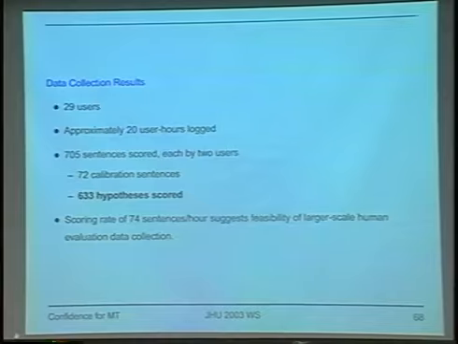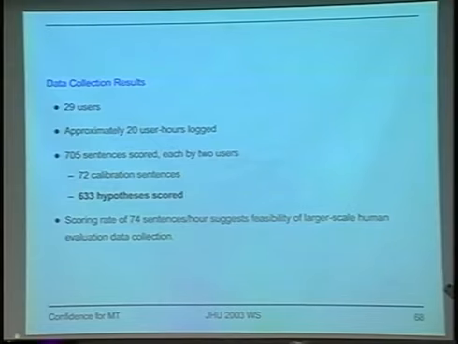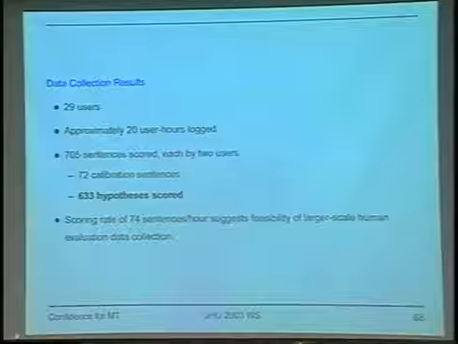So we ran this system during the course of the workshop. We asked and begged people to use it, and we were able to get 29 people to waste some time. We got about 20 user hours, so people spent an average of a little under an hour, about 40 minutes. A total of 705 sentences were scored by 2 users. 72 of them were calibration sentences, put in there just to see if people were willing to give 1s and willing to give 5s. And so we ended up with 633 hypotheses scored.